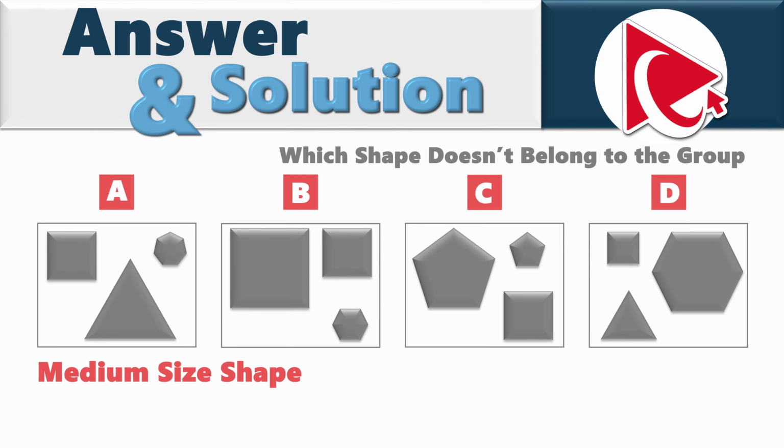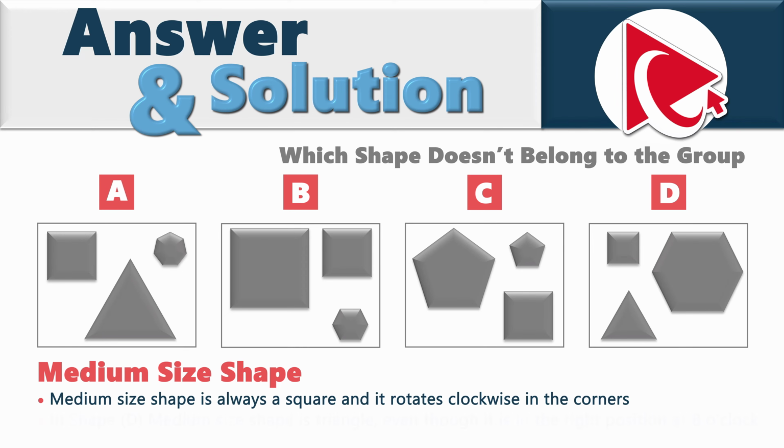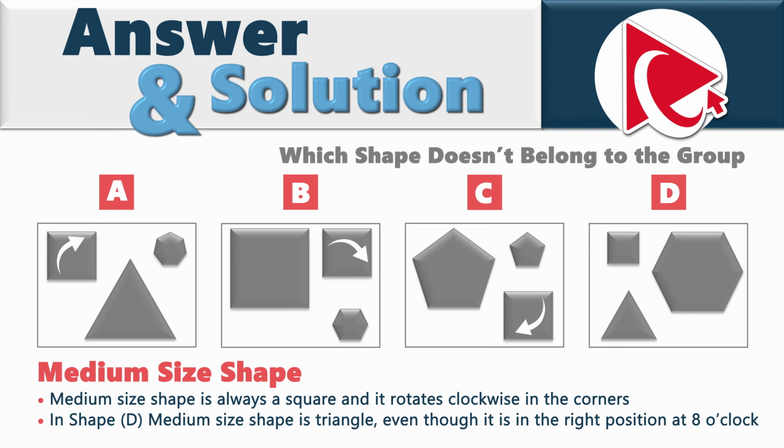Medium-sized shape has a very different pattern. Medium-sized shape is always a square, and it rotates clockwise in the corners of the rectangle. If you look closely, we start in the upper left corner for choice A, then go to the upper right corner in choice B, and then end in the bottom right corner for choice C. But now you can clearly see that in choice D, the medium-sized shape is a triangle instead of the square. So the correct answer here is choice D.